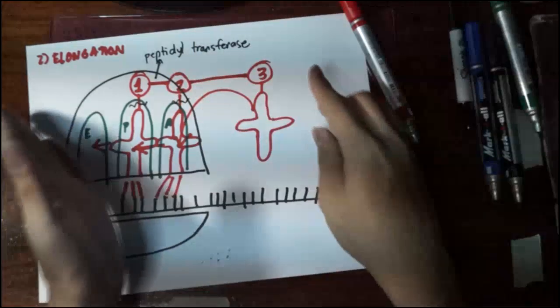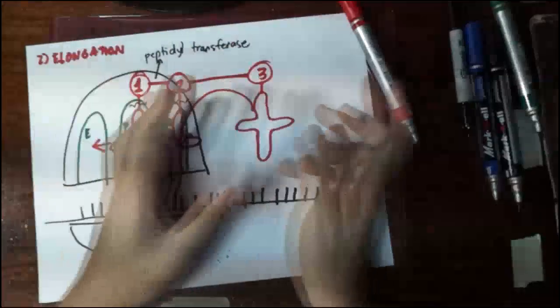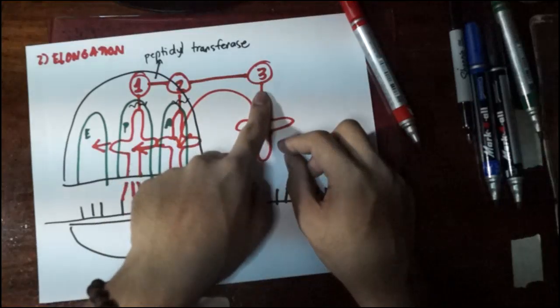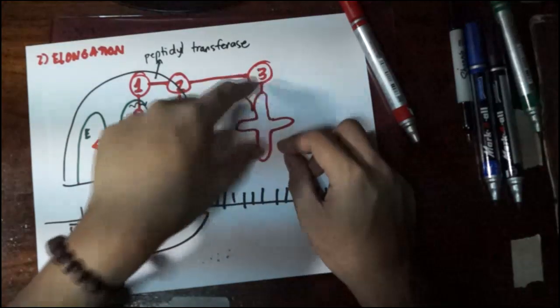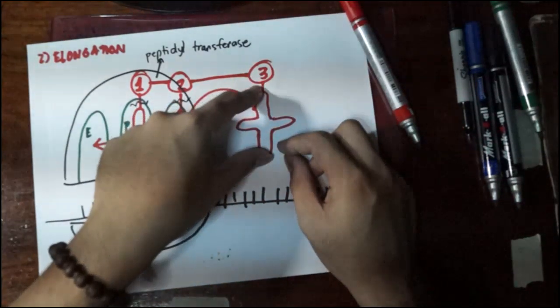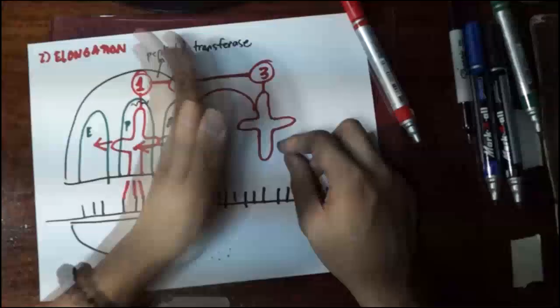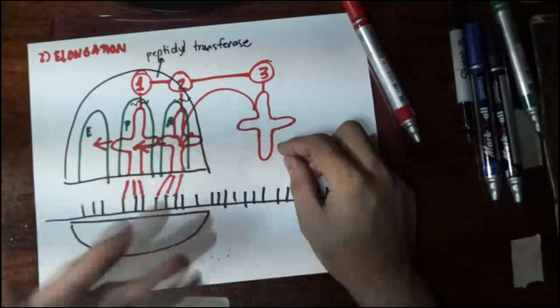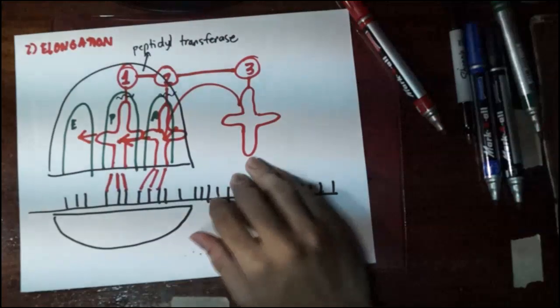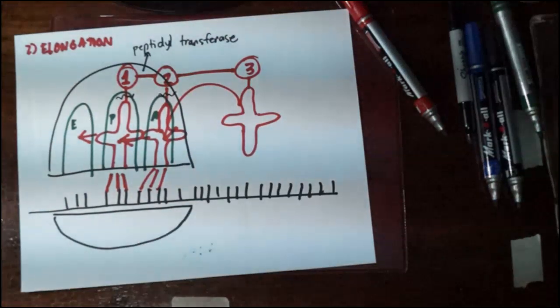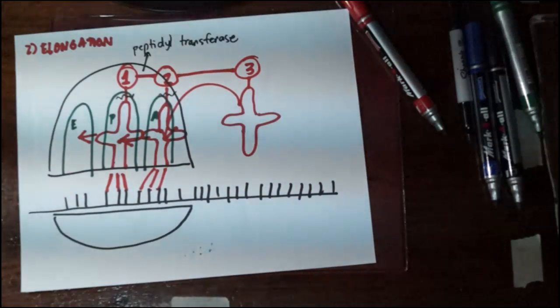So, we see that as we move on with the addition of the new tRNAs, the latest amino acid will be the one which is going to be held by the tRNA currently at the A area. So this will go on and on and on until we reach, let's say, like 1,000 amino acids.